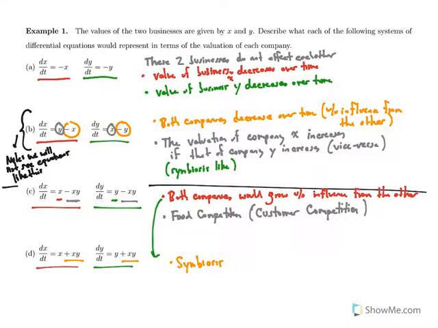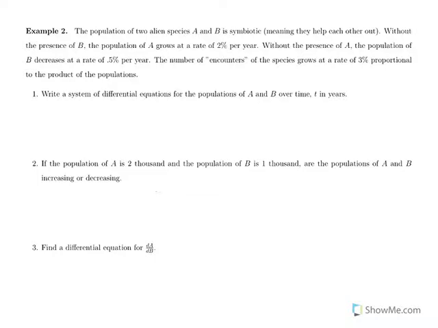All right, so this I think is the main point of this chapter: can you look at these differential equations and can you try to understand what interactions these populations are having? In this last example in this video, we're just going to look at one specific example and think about some questions we could ask about it. So here we're going to have the population of two alien species, A and B, is symbiotic. That means that they help each other out. When one population increases, the other one benefits from that, and vice versa.